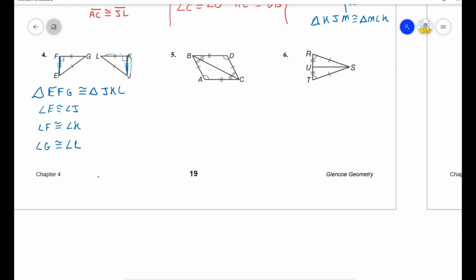And then we can do our segments, of course. Segment EF, first two letters, congruent to segment JK. Segment EF, or I'm sorry, let's do FG. Go in that order. Second two letters, congruent to segment KL. And then finally, segment EG, first and third, congruent to JL. And we have all 6 parts and the 2 triangles.